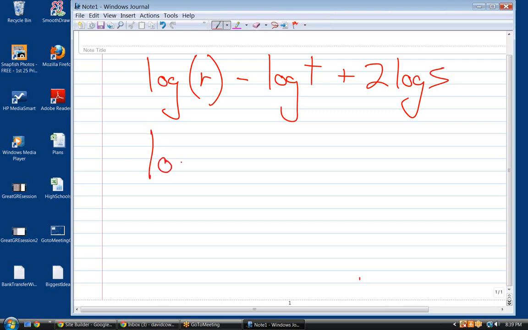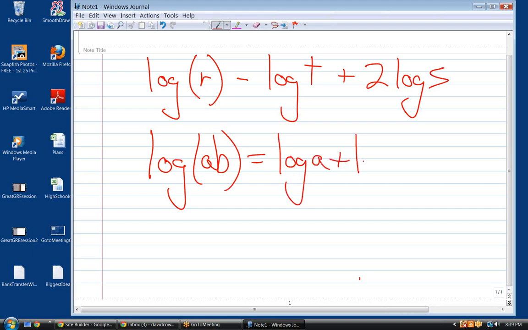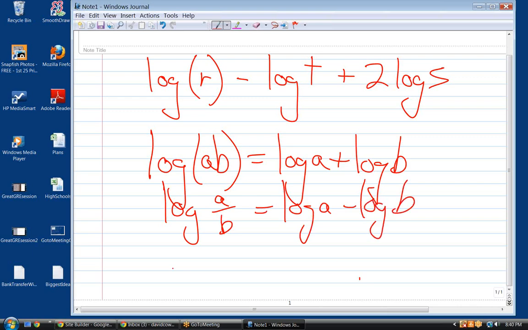Okay, let's list our 3 rules. If I had a c in there, then it would be plus log c. And of course, the second one is log a over b equals log a minus log b. And perhaps the most important one, at least when you get to calculus, is this one. It's used a lot in calculus.